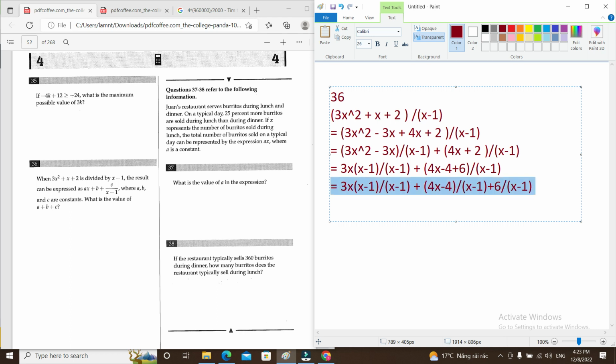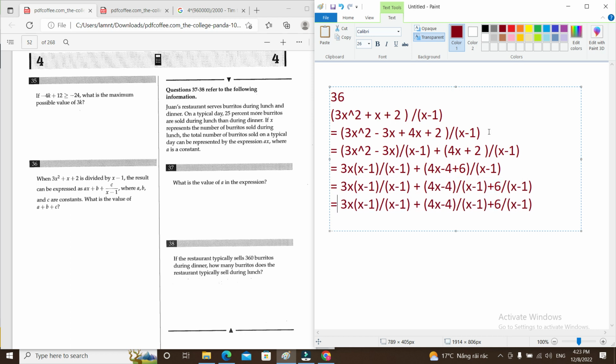Let's make another transformation for clarity. The first term we still keep the same. This term is actually 4 times (x minus 1) over (x minus 1), so this is reducible already. We have x minus 1 in the numerator and the denominator. So what we are left with is 3x plus 4 plus 6 over x minus 1. That is equal to ax plus b plus c over x minus 1.